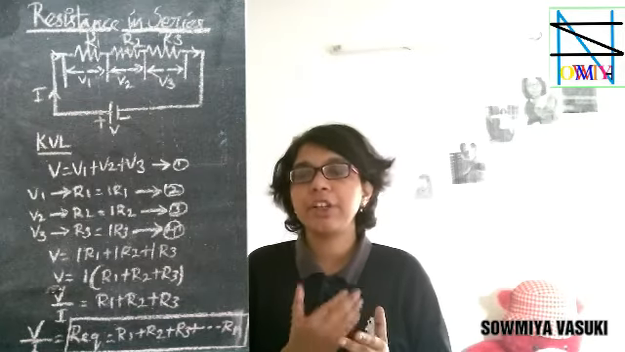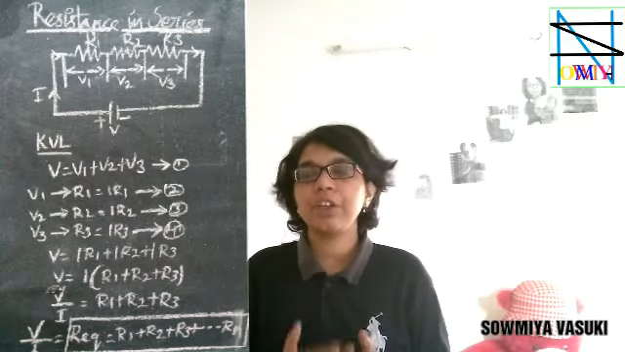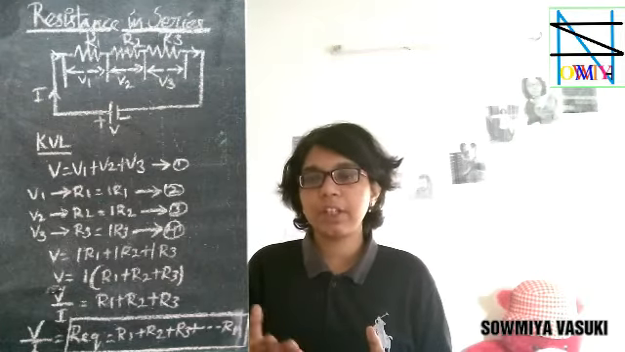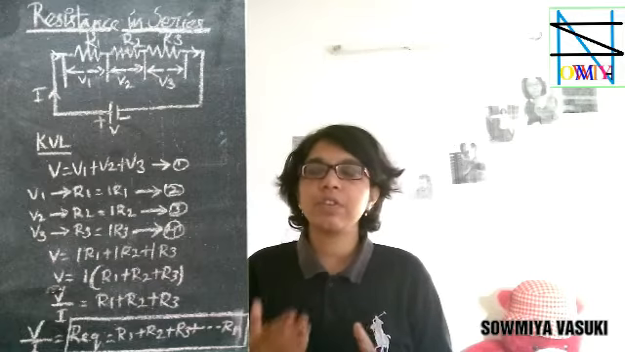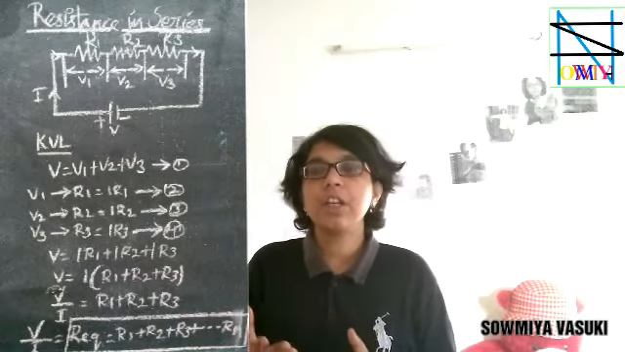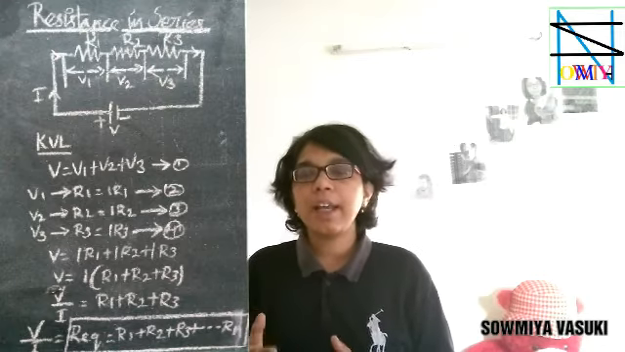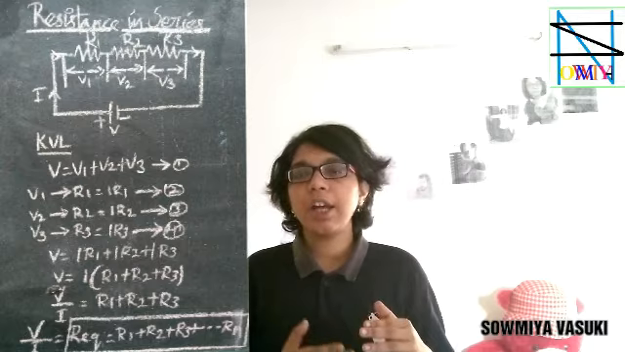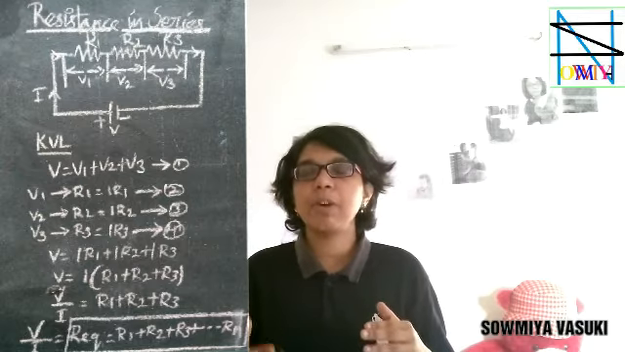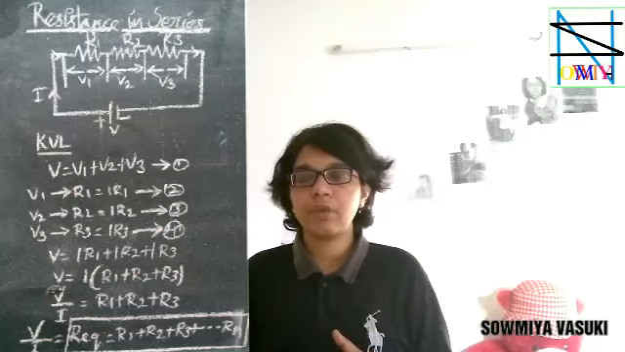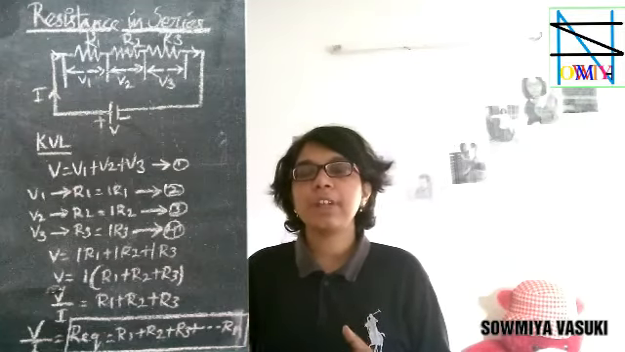Applying Kirchhoff's voltage law, V is equal to V1 plus V2 plus V3. Voltage 1 across resistance 1 is equal to IR1. Voltage 2 across resistance 2 is equal to IR2. Voltage 3 across resistance R3 is equal to IR3. So V is equal to IR1 plus IR2 plus IR3. So R equivalent is equal to R1 plus R2 plus R3.